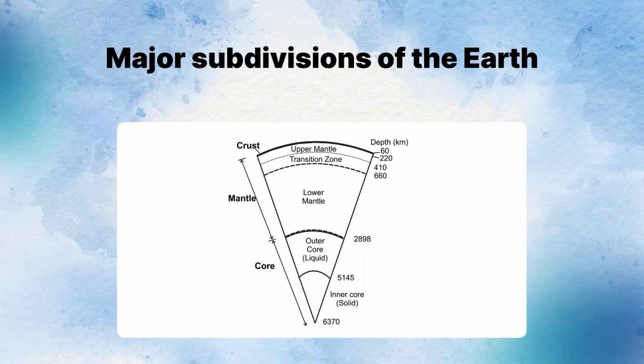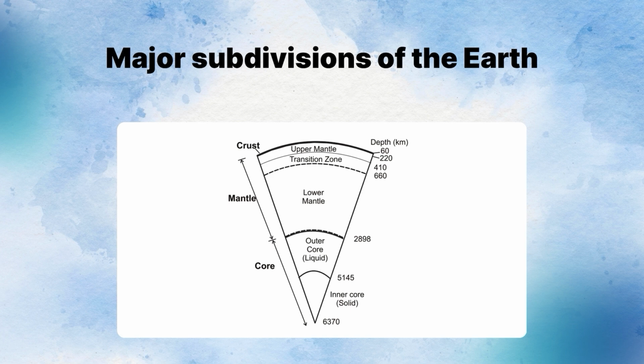Now if you talk about the major subdivisions of the earth, you have a crust, a thin crust, which is very thin compared to other divisions. The crustal thickness is around 35 kilometers. Below the crust you have an upper mantle.